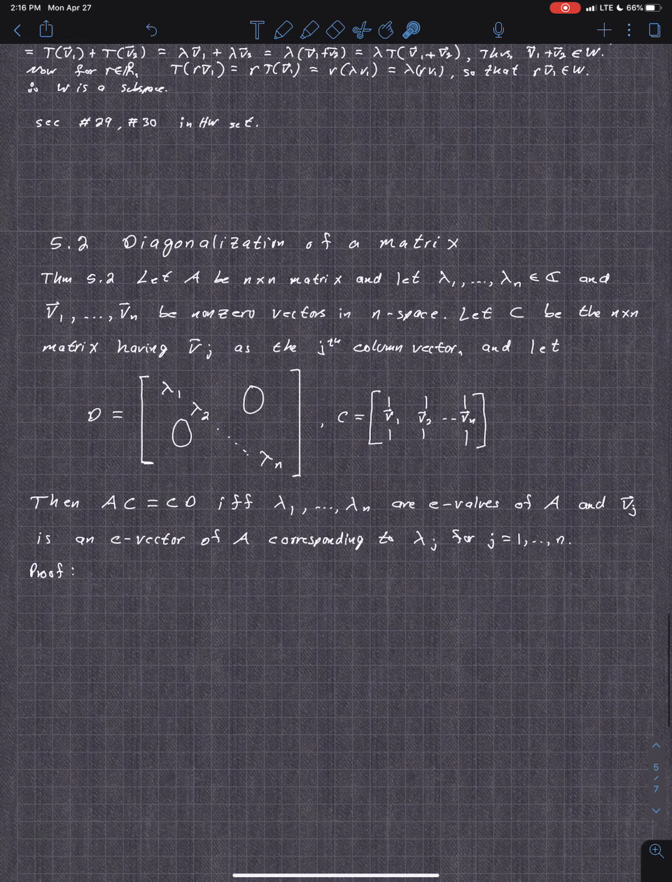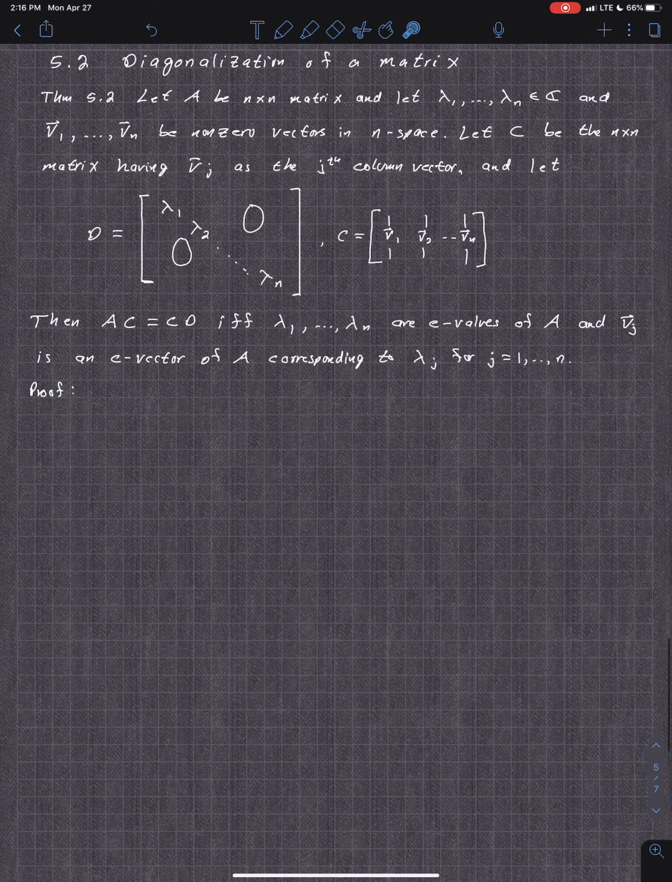Then this is where we'll start the next lecture video. We're going on to 5.2 on diagonalization of a matrix. We're just doing 5.1 and 5.2, and then we're going to go on to chapter 9. We're going to skip the other stuff and go right to chapter 9. I'll talk about that later. Don't worry about it now. It's a lot, but that'll be it.